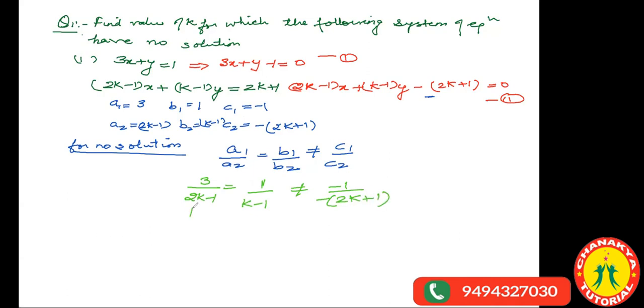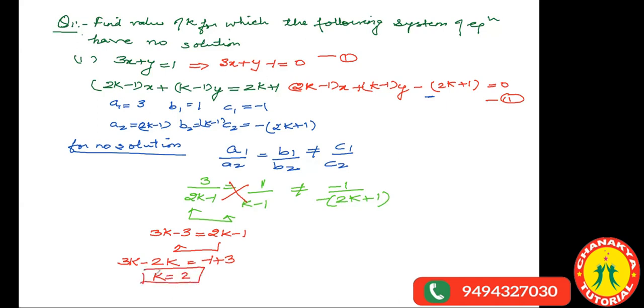Now, first of all, we will solve these first two ratios, beta. So, you will cross multiply them. Cross multiply: 3k minus 3 is equal to 2k minus 1. Now, our next step is we have to segregate the like terms. So, you will write 2k on the left hand side, so it will acquire a minus sign. So, 3k minus 2k is equal to minus 1 plus 3. Now, 3k minus 2k is k, and k is equal to 2. Clear, beta? Understood?